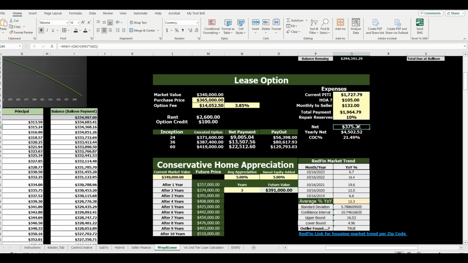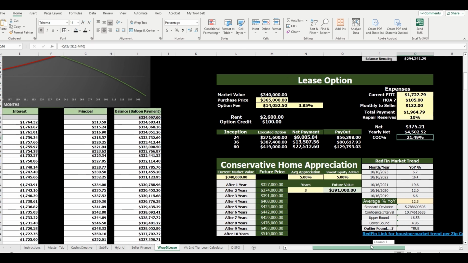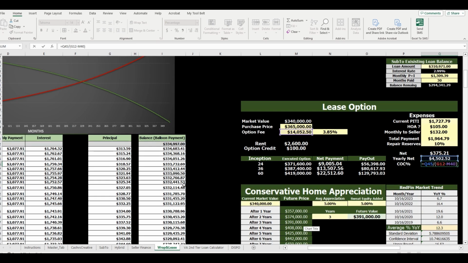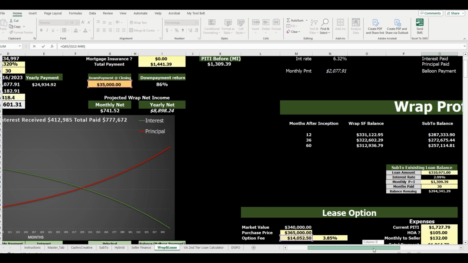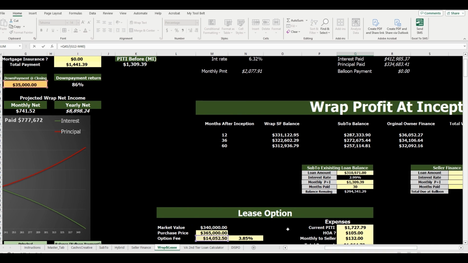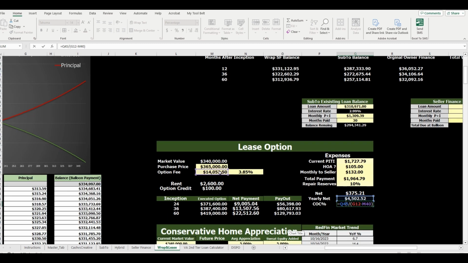So now I'm looking at a monthly net of about $375 and some change. My cash on cash return in this case would be about 21%, which is really good. How the cash on cash return is being calculated is that it's taking the down payment that I'm coming to closing with, subtracting the option fee that I am receiving, and that is going to get divided out from the yearly net that I am going to earn on this property.